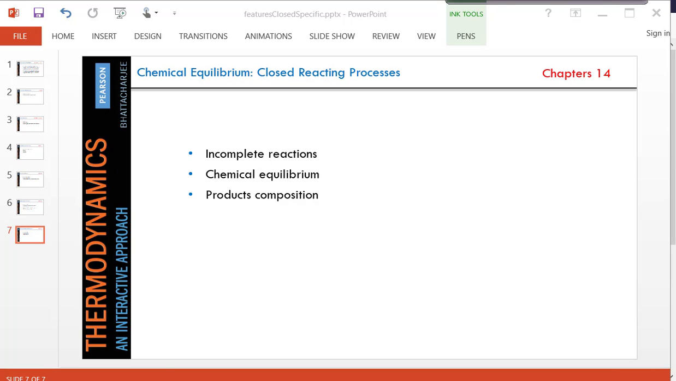Hello and welcome. In this video, we'll go over closed reacting processes involving chemical equilibrium. It's covered in chapter 14. In chapter 13, combustion is covered, and in most combustion reactions, the reaction is given to us. Whereas in this case, we do not know the product's composition, and a chemical equilibrium analysis produces the product's composition for us.